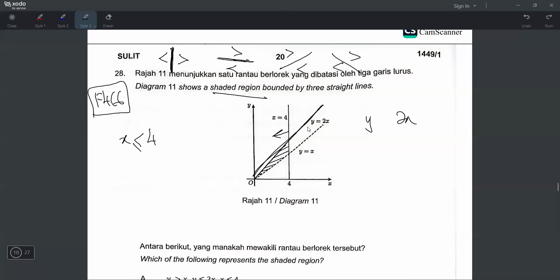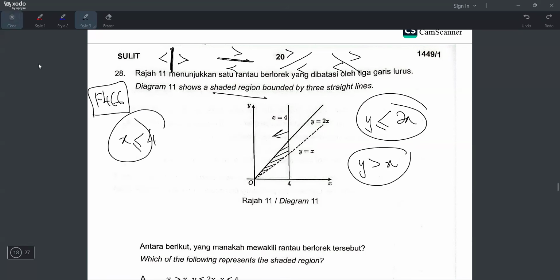y equals 2x, which is this line. You can see the region is below the line, so I have to put smaller, and I have to put equal also because it's a solid line. And the final one is y equals x. The region is above the line, so bigger. But this time I don't put equal because it's a dash line. So this is the answer.